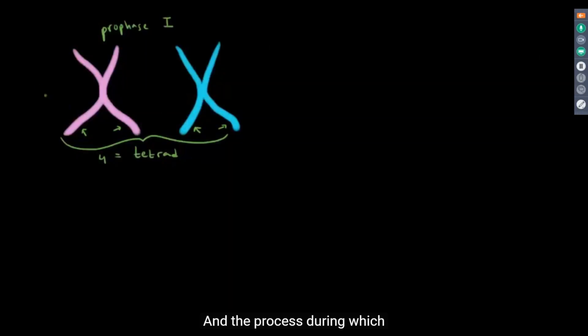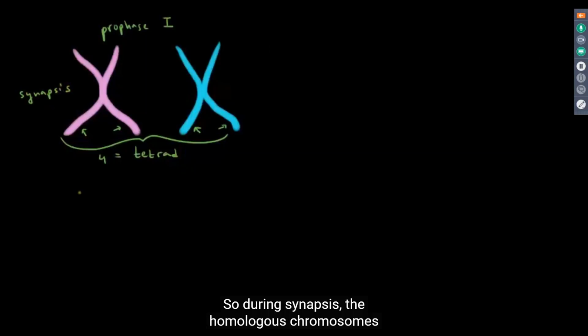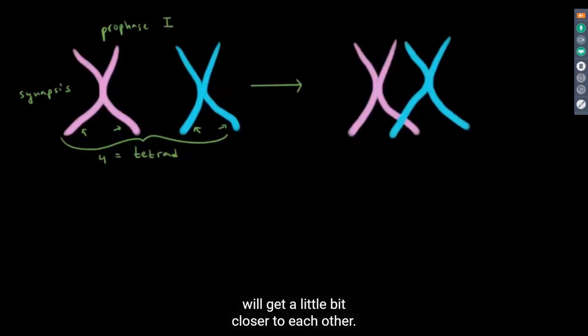And the process during which the homologous chromosomes pair up with each other is called synapsis. So during synapsis, the homologous chromosomes will get a little bit closer to each other, something like that. And at a certain spot, they might actually cross over or overlap. I'm going to circle that spot, and that's called the chiasma.